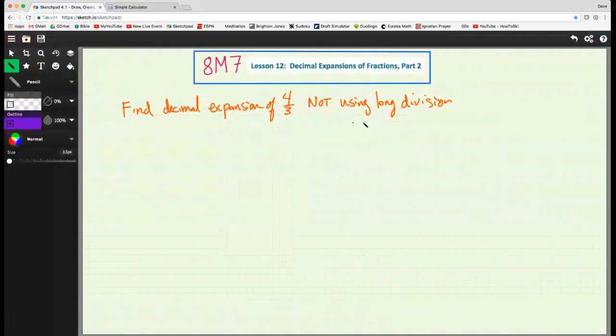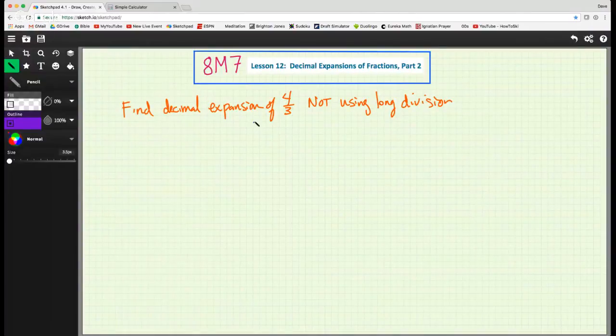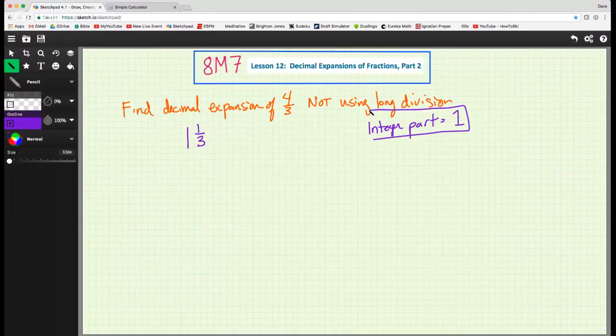Okay, so here's number 2. We're going to find the decimal expansion of 4/3 not using long division. The first thing we do is we know that 4/3 is actually 1 1/3. So our integer part equals the number 1. We'll just put a box around that. So we've got to now convert 1/3.